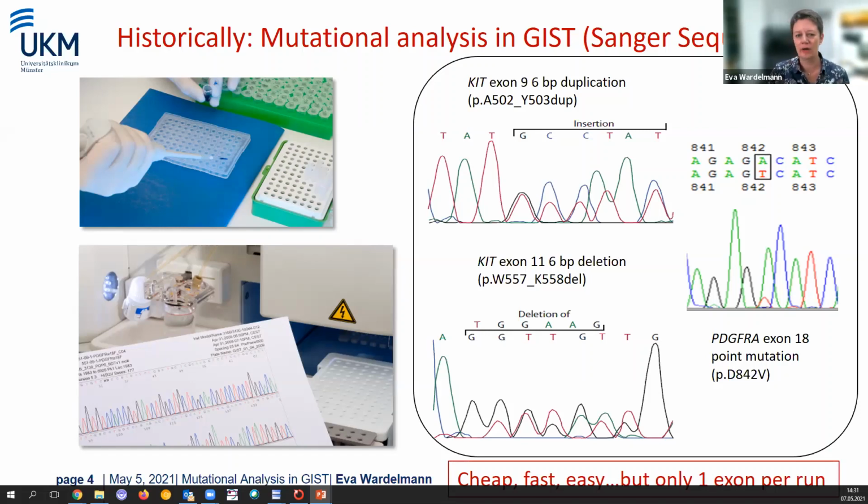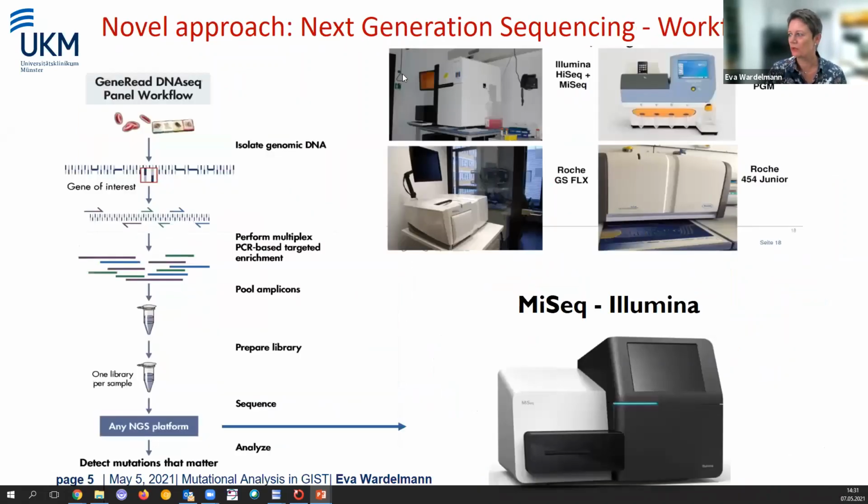Rosenberg, allowing us to analyze more exons in one reaction. And so what we do now is next generation sequencing, as we heard already. You can see a very complicated workflow here on the left side. I will not go through it in detail, but let me tell you that by this action, we can look in a GIST and analyze all the relevant hotspots in one reaction.